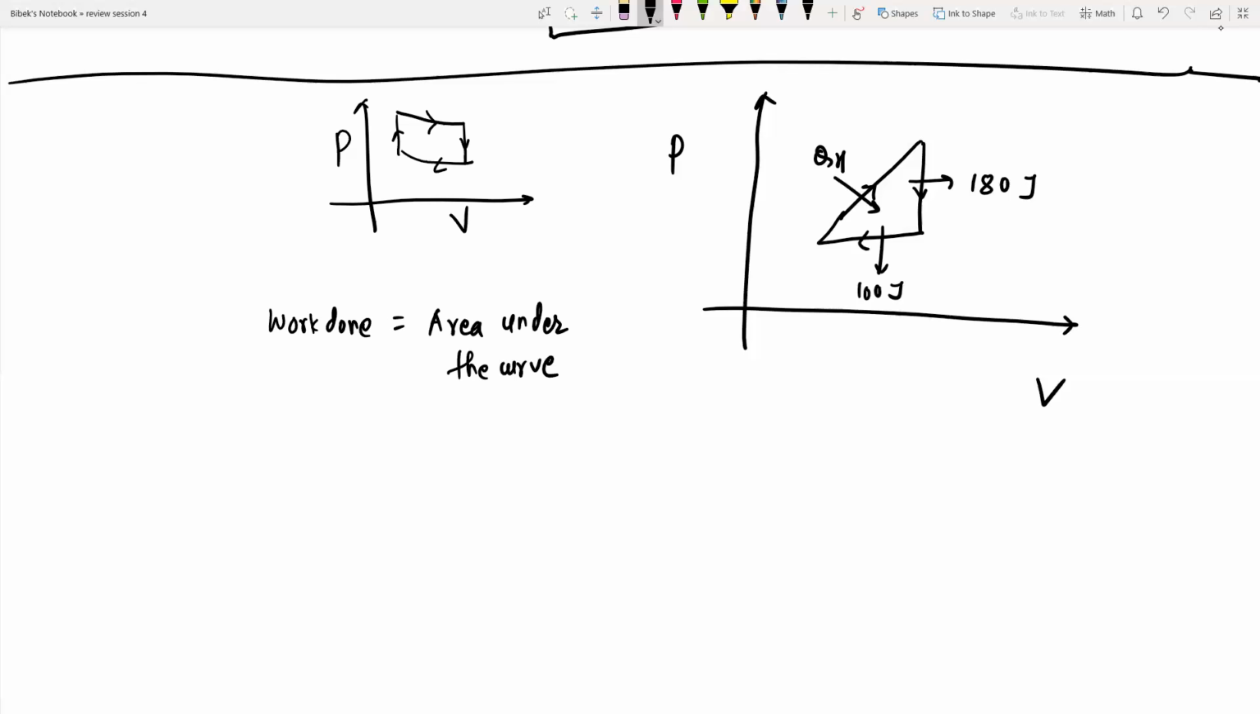So by area under the curve, I mean this area. Okay. So the net area represented by this cycle, this area, is your work done. So that's one key thing that you need to remember for your exam.